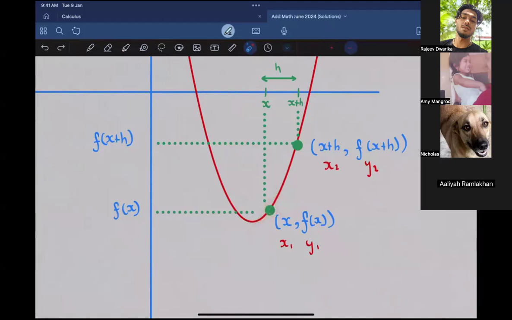So yeah, you're correct, Amy and Nicholas. The closer you bring the other point to this point, the more accurate the gradient gets. So if I take the point and overlap it, what is the distance between 2 points? Is there any distance? No. So if we want to find the gradient of a curve, we take 2 points to find a rough gradient, and then we find the limit as the distance between the 2 points approaches zero. That's how it works.